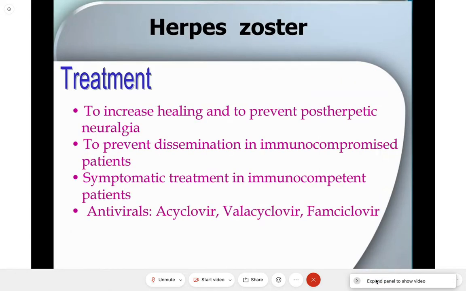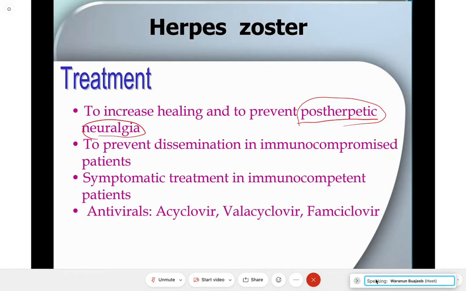What about the treatment? What we expect from the treatment is to shorten the duration of the disease and to prevent post-herpetic neuralgia. You may have heard this term. Post-herpetic neuralgia means that after the patient gets herpes zoster, whether on the skin or in the oral cavity, they can have this complication, causing a burning sensation along the area previously affected by herpes zoster.